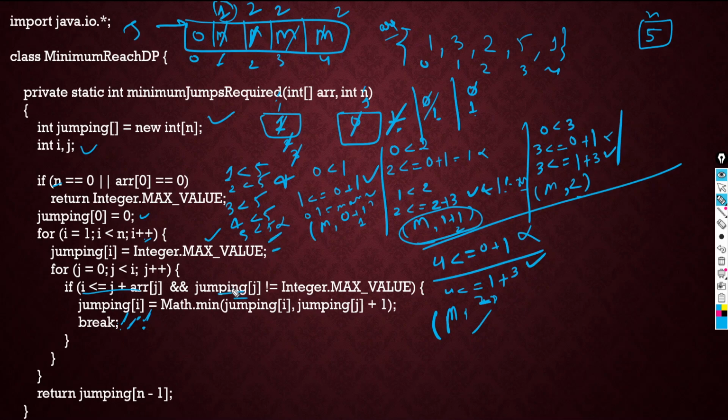If it has failed, then what? The first loop is completed, the second loop is also completed. Here we have come to this place. What do I have to return? From the jumping array we need to return n minus 1. N minus 1 is what? 5 minus 1 is 4. So the value at 4 is what? 2. So in 2 jumps we are going to reach the top.